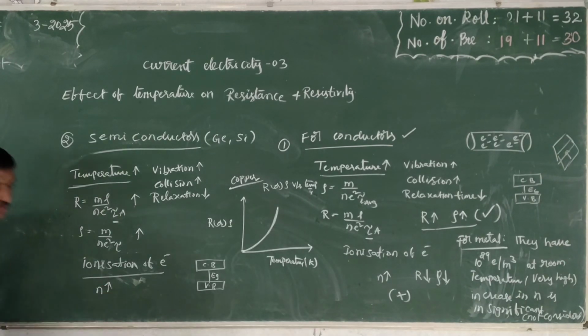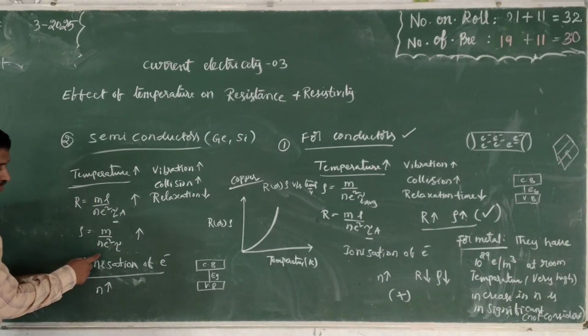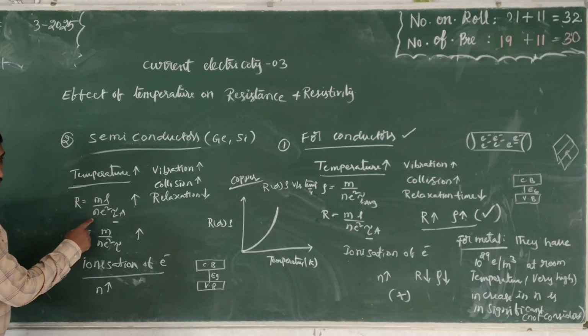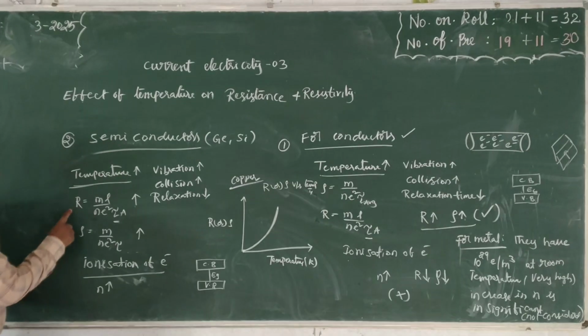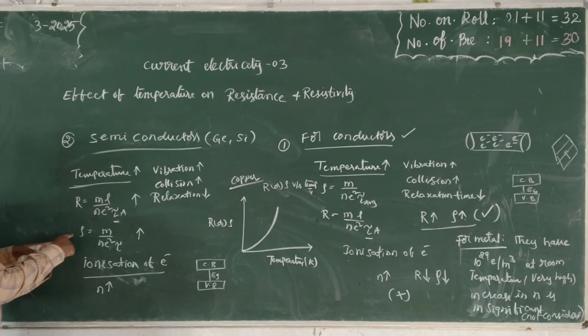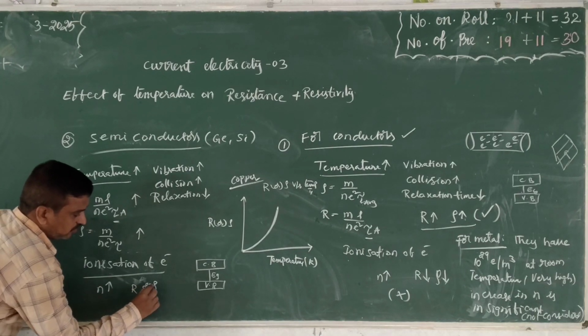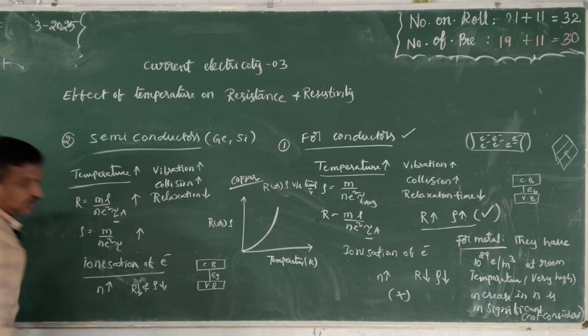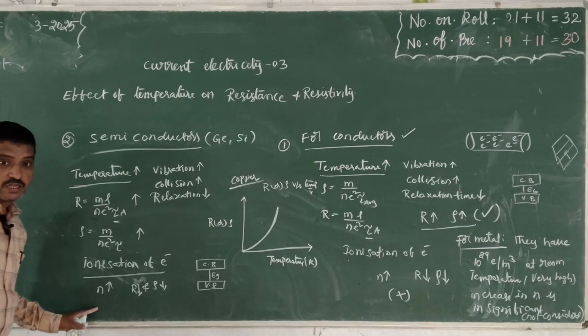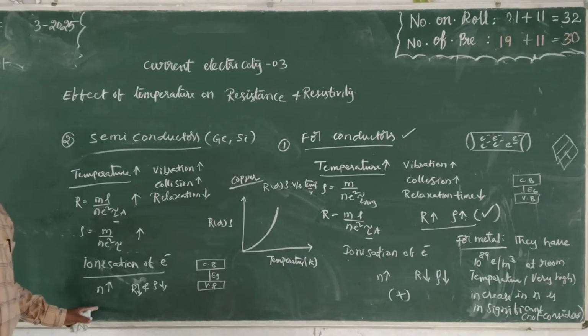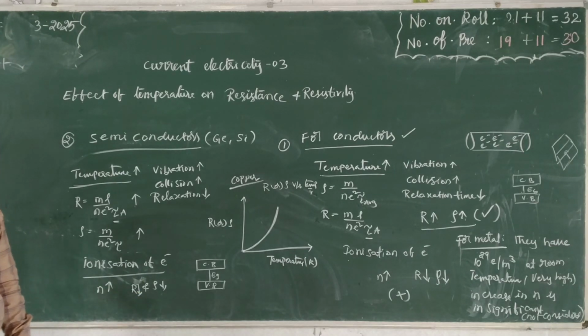Ions formed means the N value increases. The number of electrons per unit volume increases. N is in the denominator, so when it increases, resistance decreases. Rho value decreases, so resistance and resistivity both decrease while increasing the N value, the number density, the number of free charges per unit volume.